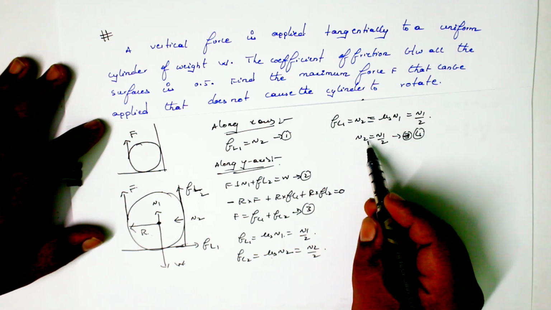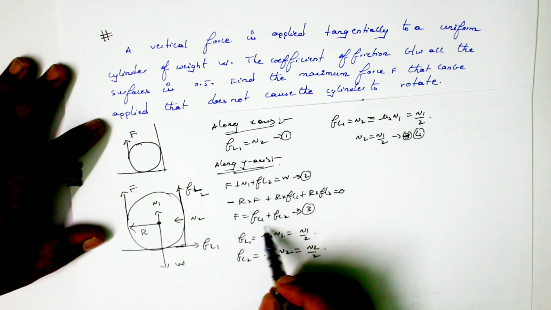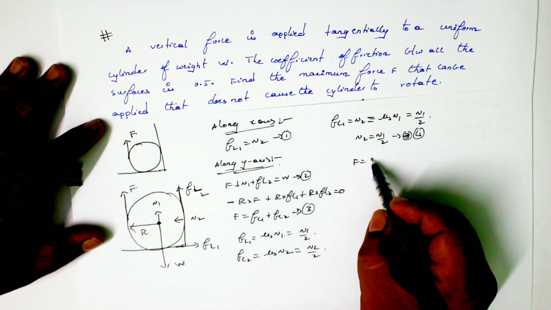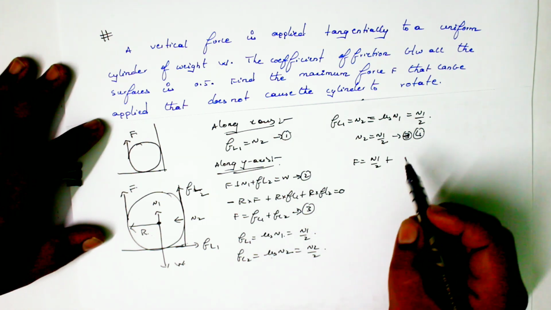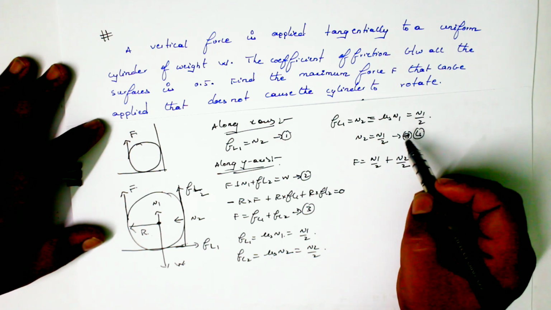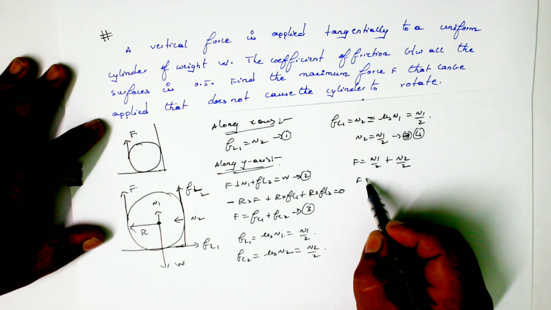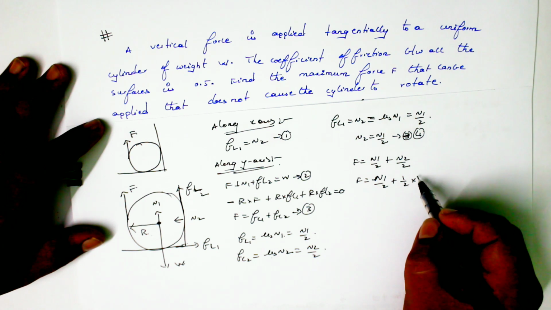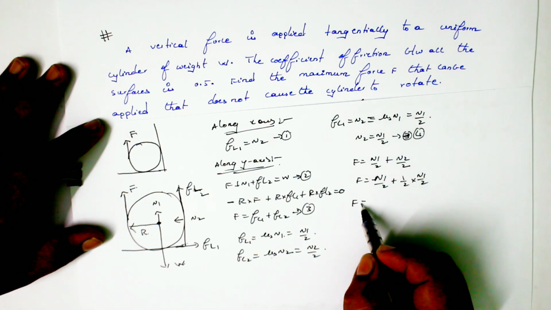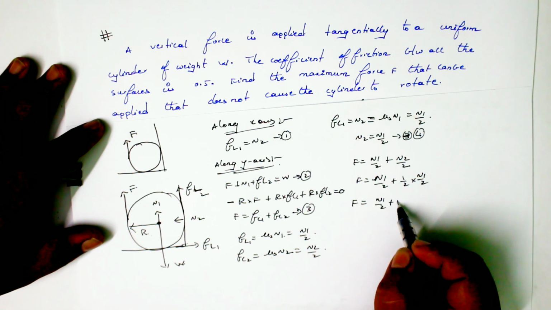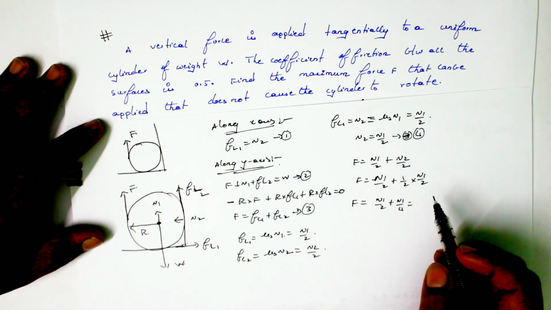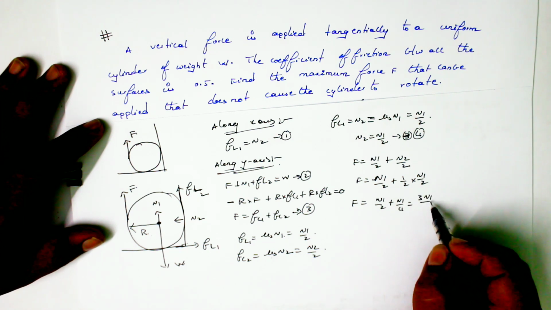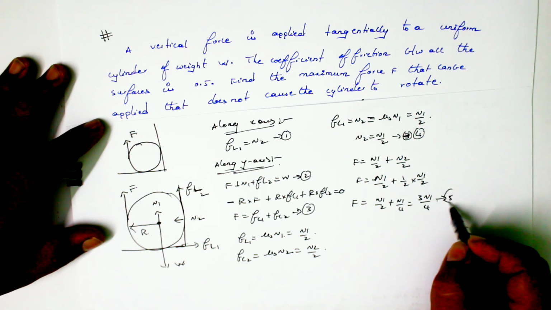Now if I substitute N2 equal to N1 by 2 in this relation, let us see what I will get. So F is equal to FL1, which is nothing but N1 divided by 2, plus FL2, which is nothing but N2 divided by 2. But the N2 value is again N1 by 2. So therefore I can write F is equal to N1 by 2 plus 1 by 2 into, instead of N2, N1 divided by 2. So F is equal to N1 by 2 plus N1 by 4, which is equal to 2N1 plus N1, 3N1 divided by 4. So let it be my equation number 5.